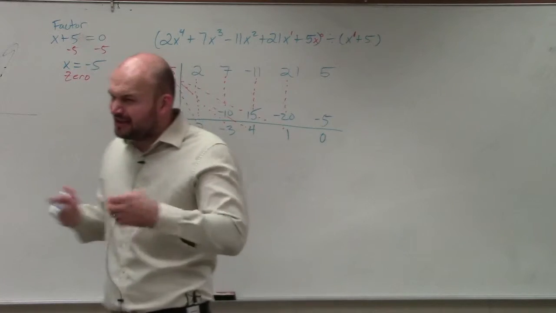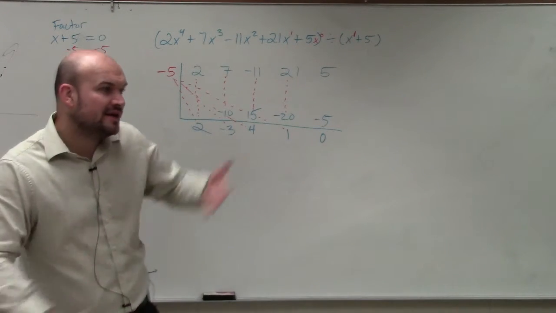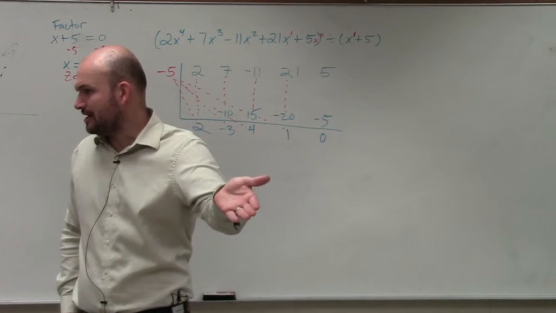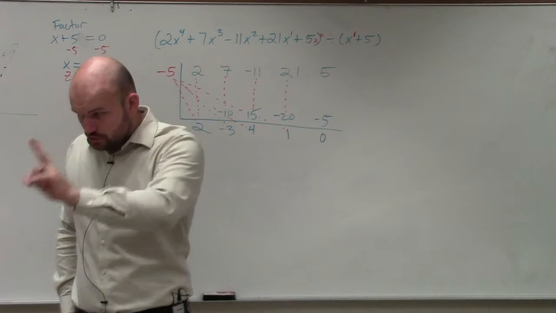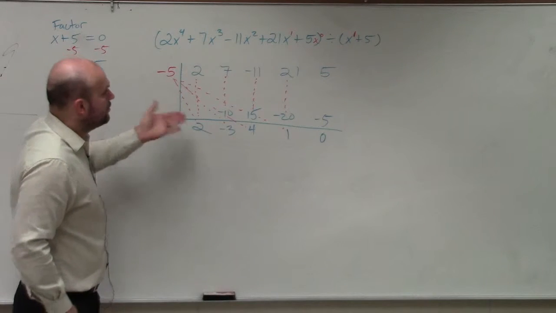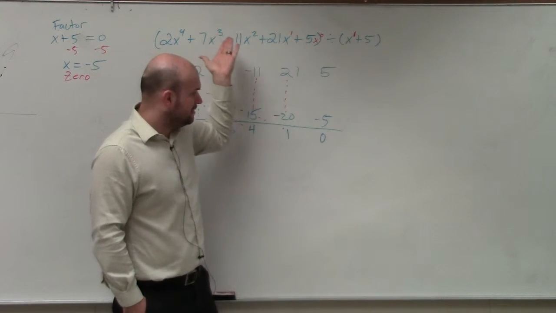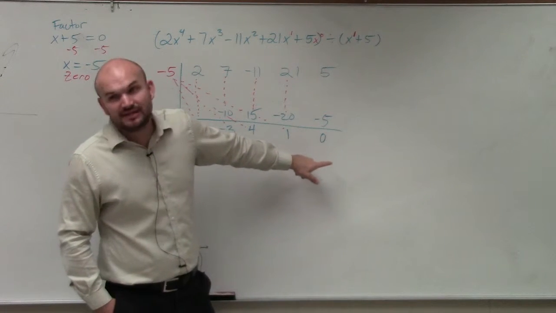So that's your answer. But guys, remember when we talked about factors, if we know 6 is a factor of 12, that means 6 divides into 12. Well, how many times, Julian? How many times does 6 divide into 12? 2. That was the answer, right? So we can see that x plus 5 divides into this polynomial with a remainder of 0. So we know it evenly divides.